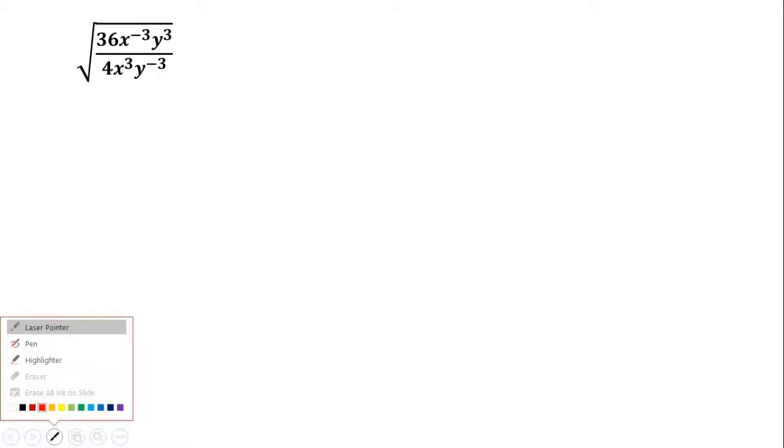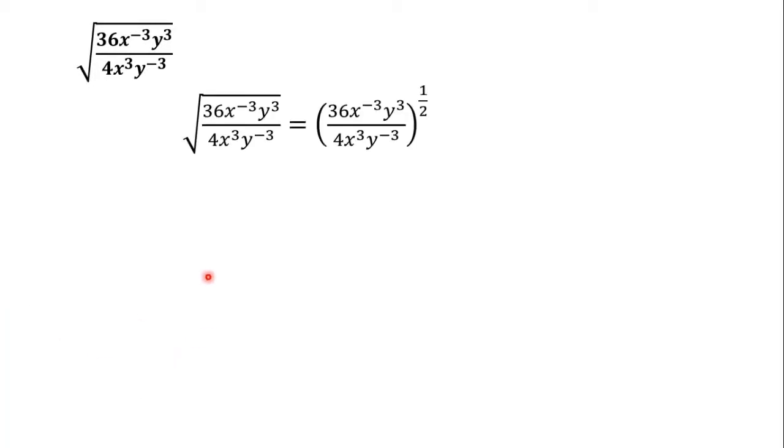Square root of 36 x exponent minus 3 y exponent 3 divided by 4 x exponent 3 y exponent minus 3. And we are supposed to simplify this expression here. We learned from the properties of indices that whenever you have a number or a term under a square root sign, it is equal to that number or term raised to the power half. So we can write what is under the square root sign here in a bracket, then we bring the exponent half on it, as you can see here.